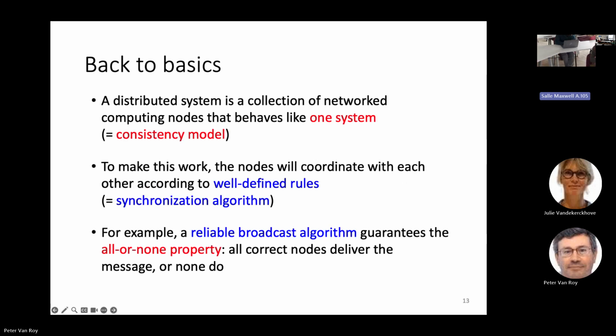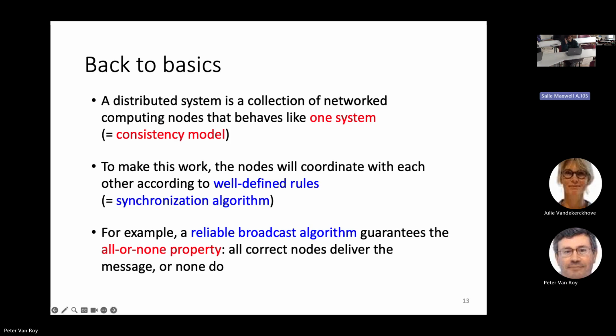Okay? So to give you kind of the fundamental explanation, a distributed system is a collection of computing nodes that behaves like one system. And what does that mean? It means there's a consistency model. So in red, I put here the consistency model. And in order to make that work, you need some algorithm. You need some rules, code running. And that in blue, that's what's called the synchronization algorithm. For example, a reliable broadcast algorithm guarantees all or none. All correct nodes will deliver the message, or none, nothing else. So there's kind of an atomicity property. So this is an example.